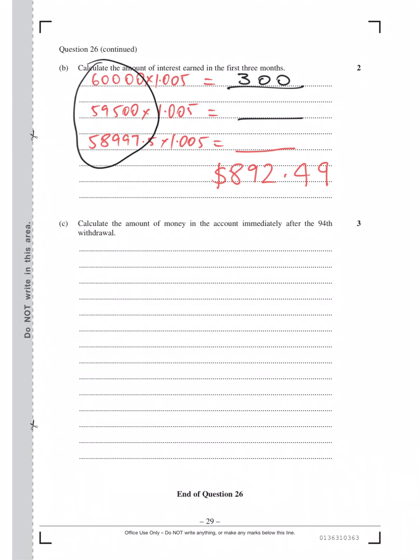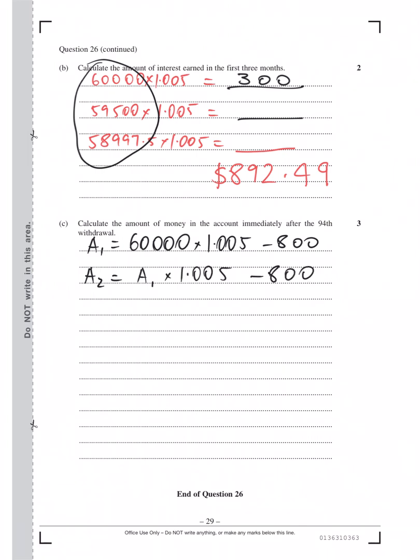Now, we need to calculate the amount of money in the account immediately after the 94th withdrawal. This is going to need a pattern. So rather than doing my calculations here as I did in part A, I'm actually going to leave these in general terms. So A1 is my 60,000 multiplied by my interest factor minus 800. A2 is A1 multiplied by 1.005, losing my 800 again, which is 60,000 times 1.005 squared minus 800 times 1.005 minus another 800.